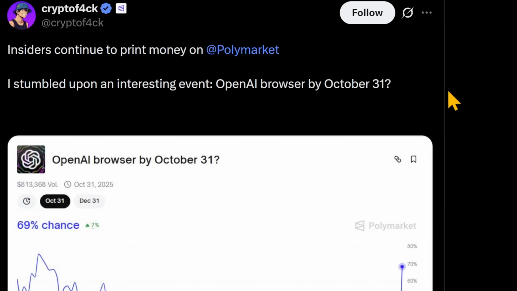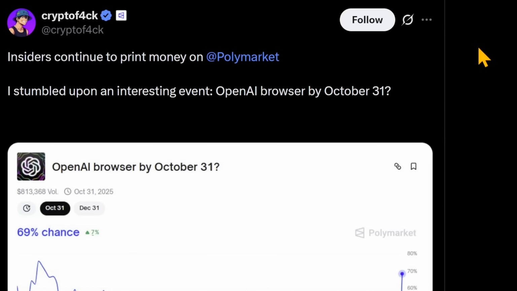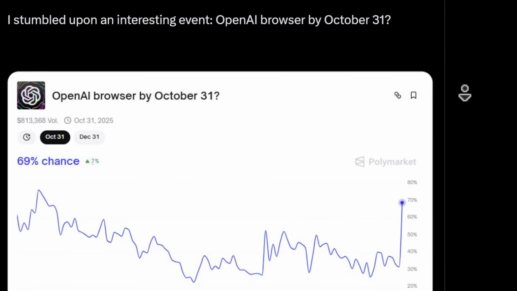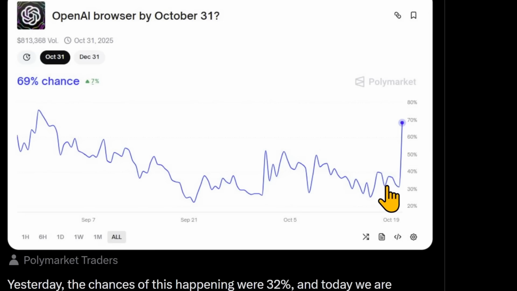Some media outlets are publishing that the expected release for Gemini 3.0 will be sometime in December. Meanwhile, some people print money on Polymarket. It's a market where you're able to invest or gamble on various events happening. So this one was OpenAI browser by October 31st. The market was predicting that event as being low and getting lower as we were approaching the end of October. And of course, it skyrocketed up as OpenAI did release their browser.